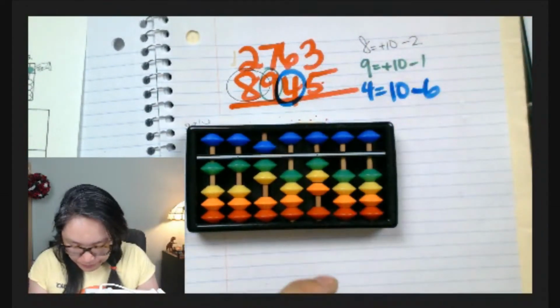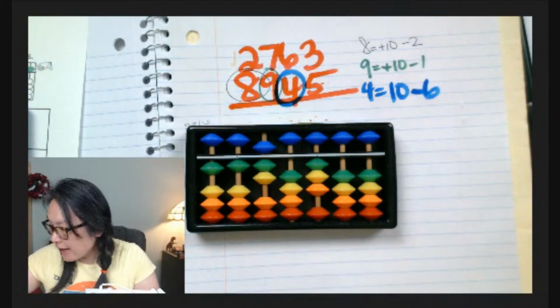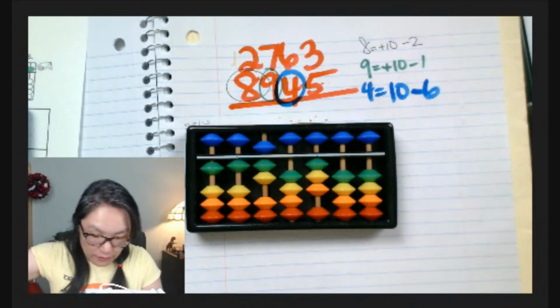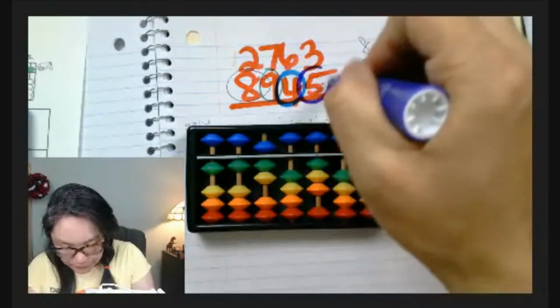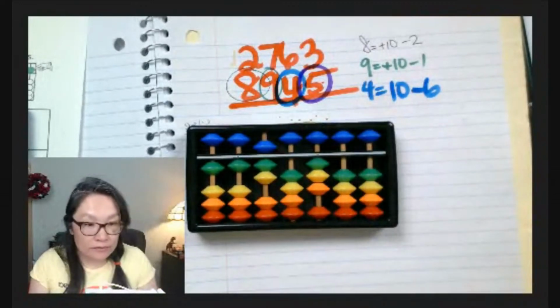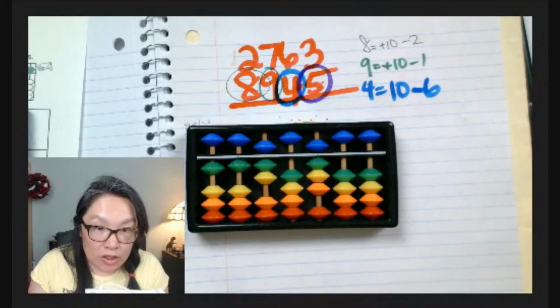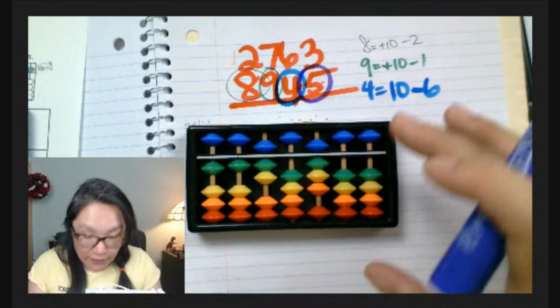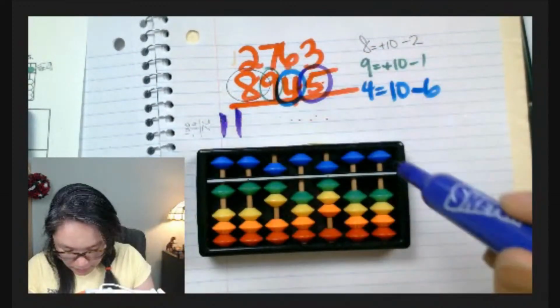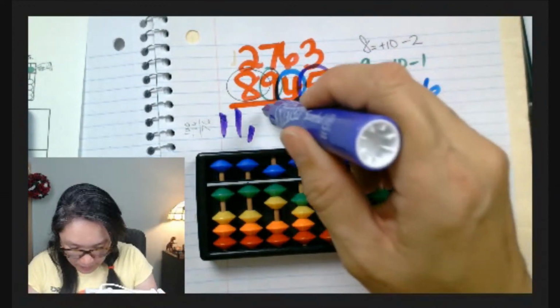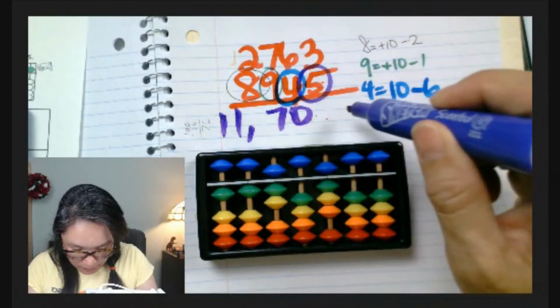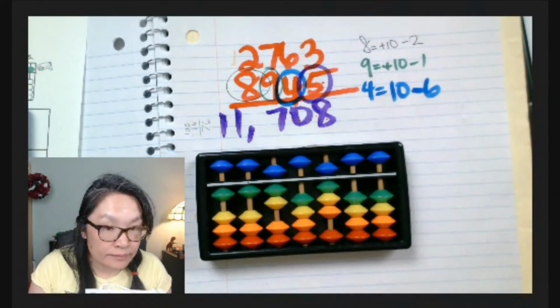And now I have this one, which is adding of the 5. Can I add 5? Yeah, I can add 5. See? There we go. So my final answer is 11,708. That's it.